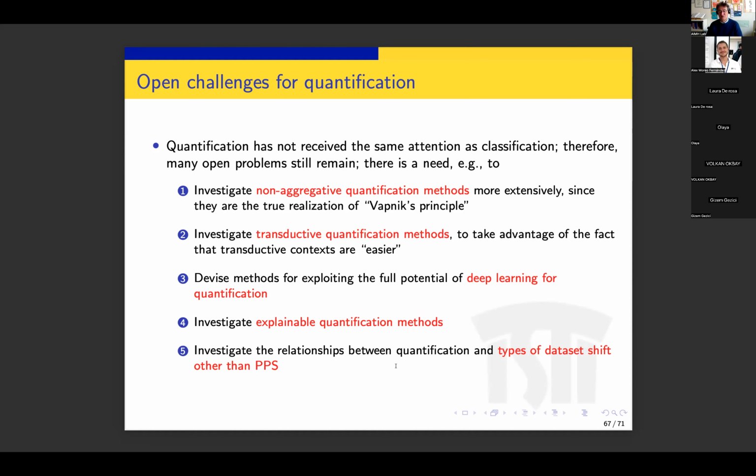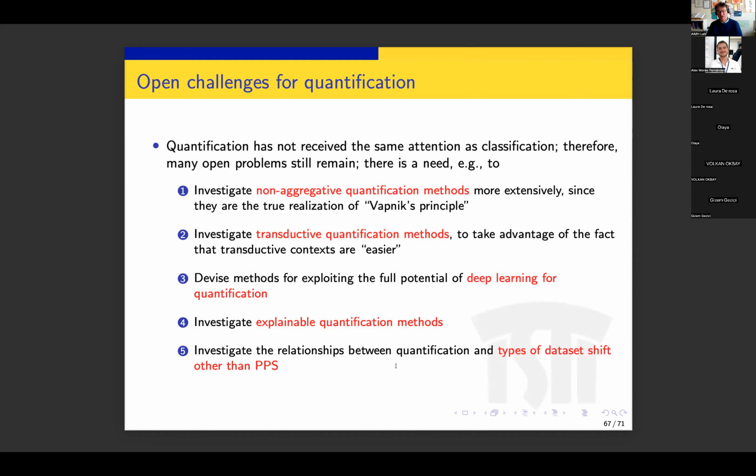But non-aggregative methods are really the true realization of Vapnik's principle, the principle according to which you shouldn't try to solve a more general task than the task you need to solve. Quantification is less general than classification. So trying to solve quantification by relying on classification goes against this principle. Because of this, there should probably be more research on non-aggregative quantification methods.